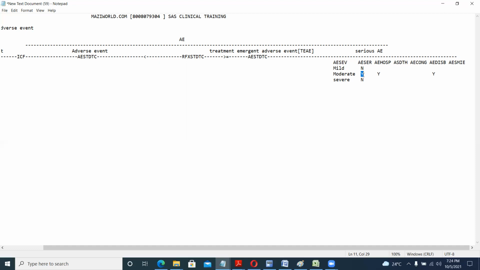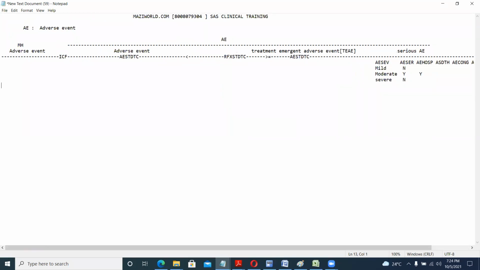Then coming to the severity, no is there. So here also nothing, but Y is there. So in the two cases, the patient was hospitalized, next, he was disabled. Then these records will be considered as a serious adverse event. So this is the first technique where you need to get an idea. Done. Next scenario.